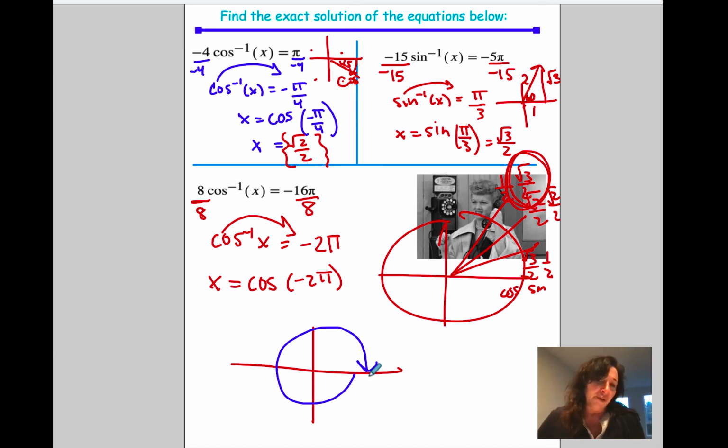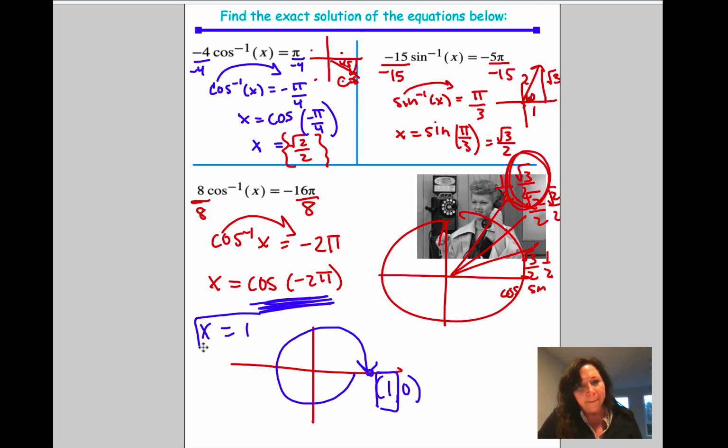Anyway, so here's -2 pi. Where are you? You are at 1, 0. This is saying, what is cosine at -2 pi? Well, it's 1. Remember, it goes cosine, sine. Cosine's your x value. So where are we? We're at 1. So x equals 1.